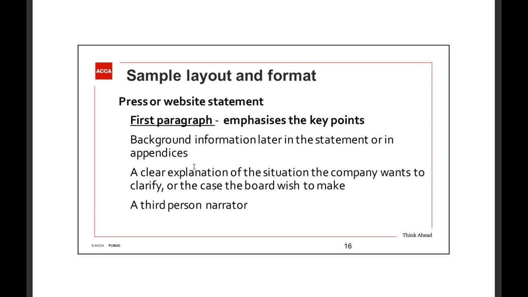Make sure the emphasis on the key points answers the requirement of the question, because the requirement can ask you about corporate citizenship, things like that. So you should tie that corporate citizenship to the issues, and the issues should be explained further inside this press or website statement.